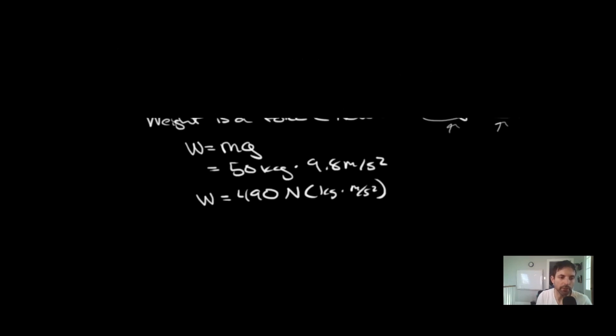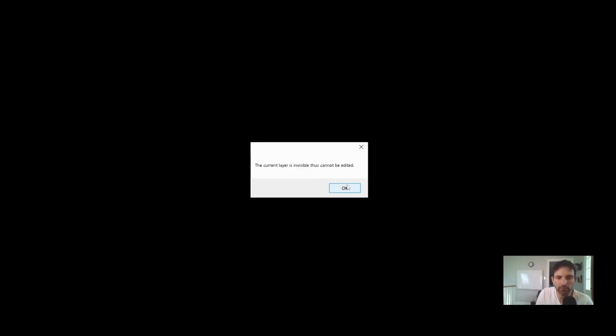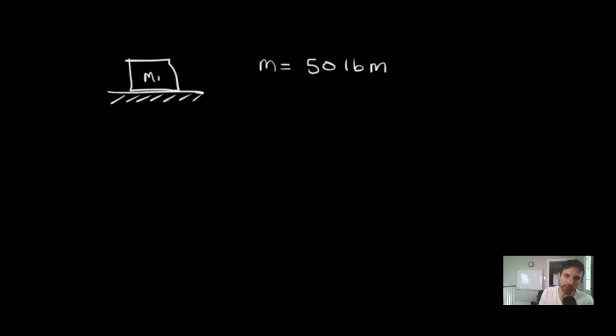Now let's talk about it in the English units. This is going to be a little muddy at first, but I don't want it to be muddy. So let's get this straight. This mass is going to be equal to, this time we're going to just say 50 pound mass. Remember, anytime we're talking about mass in the English unit, it's pound mass. It's signified by that, right?